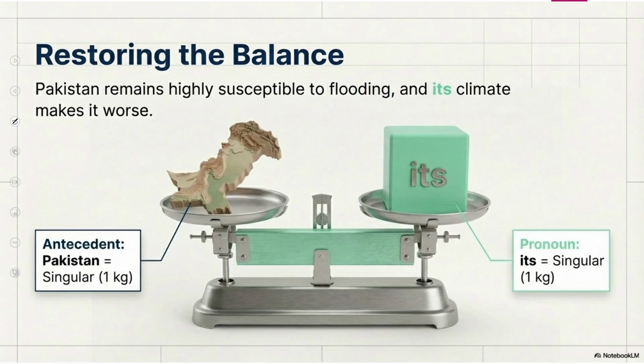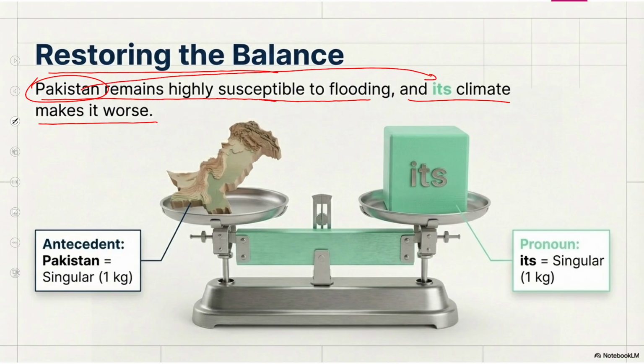Look at this. How can we restore the balance? This is a sentence: Pakistan remains highly susceptible to flooding and its climate makes it worse. We know Pakistan is a non-living thing. It means that we have to use "it" or "its" for it. And if we use "they" for it, it means we are showing that Pakistan is a person. So this is how we restore the balance. Whatever the subject, we have to use the pronoun according to the subject.